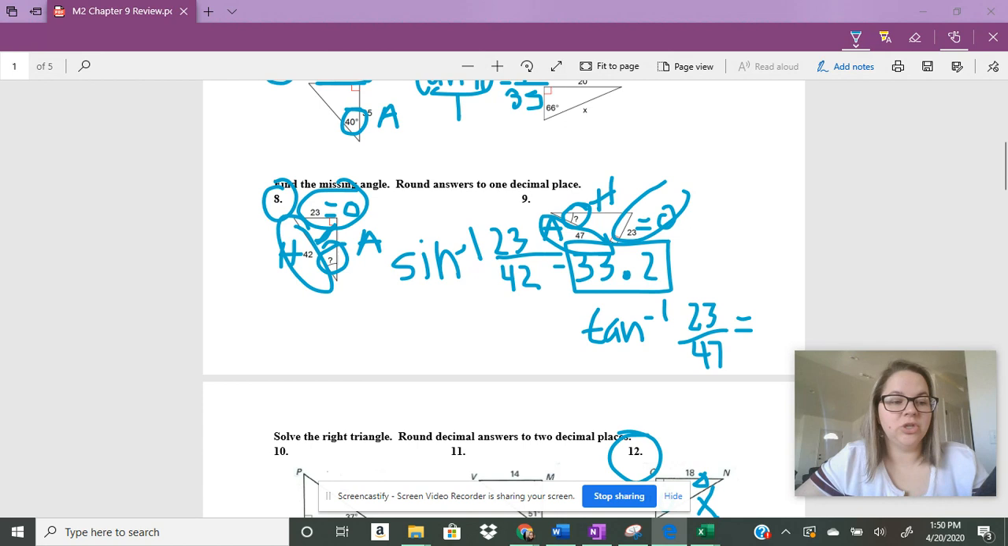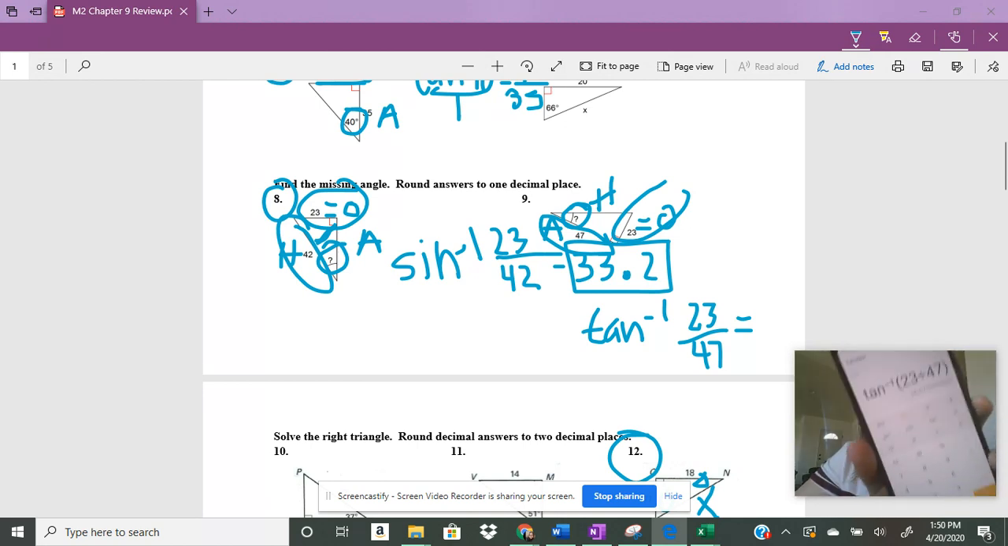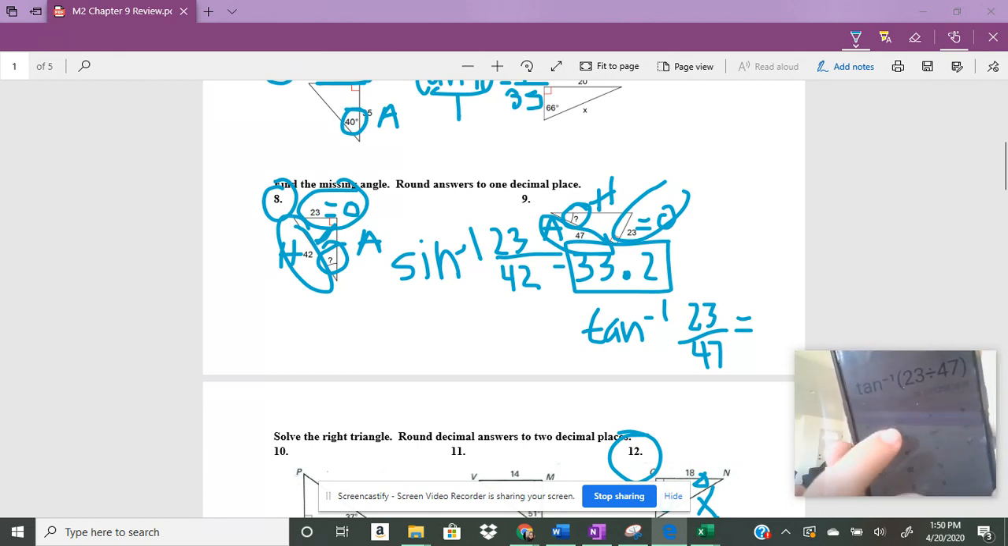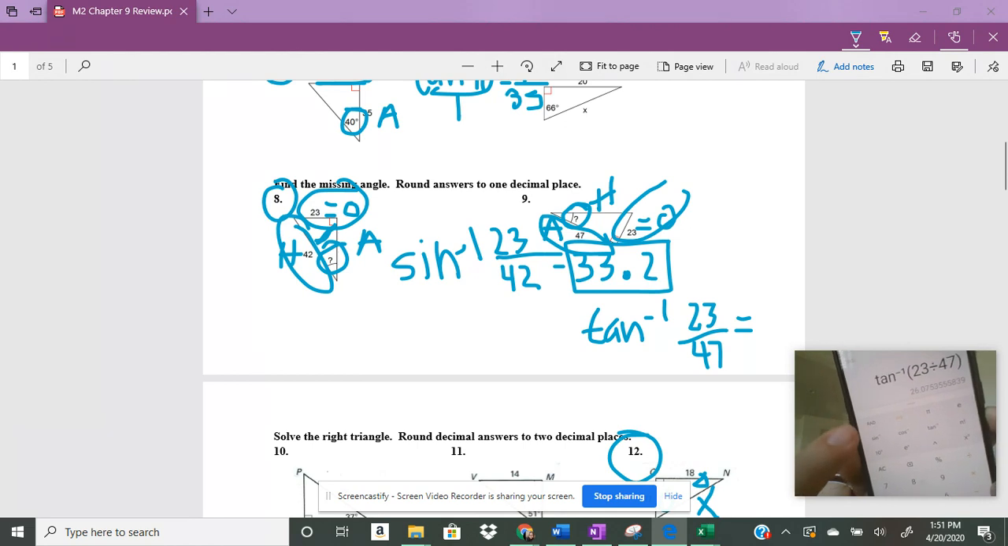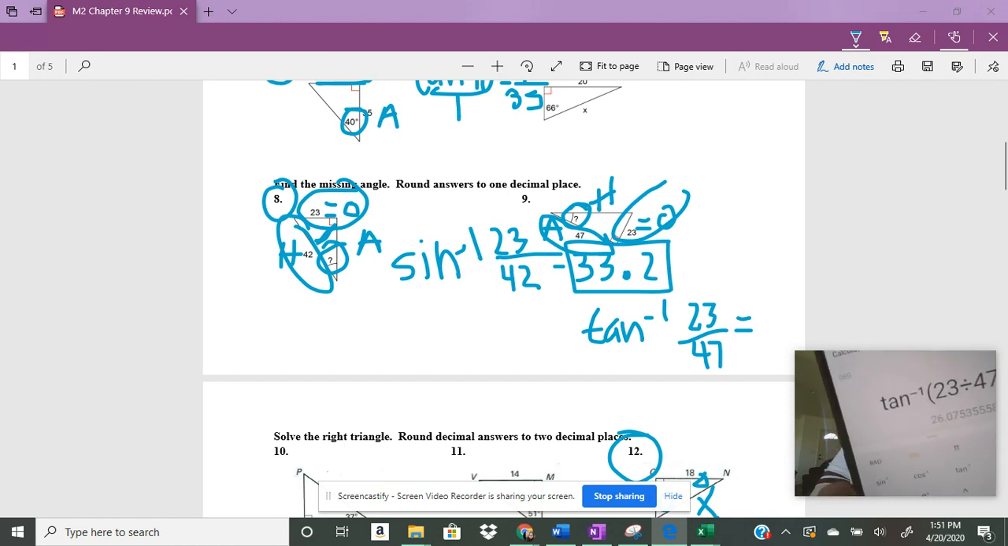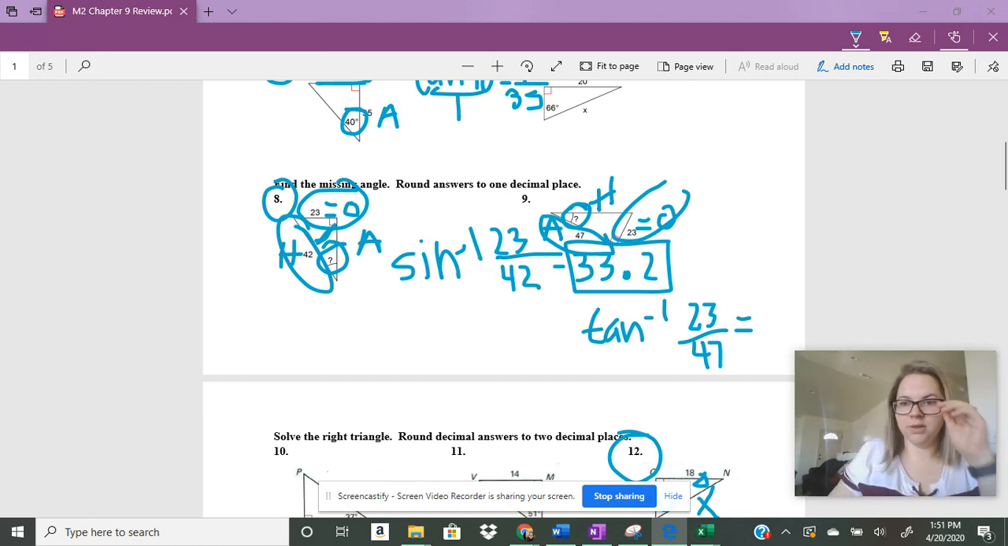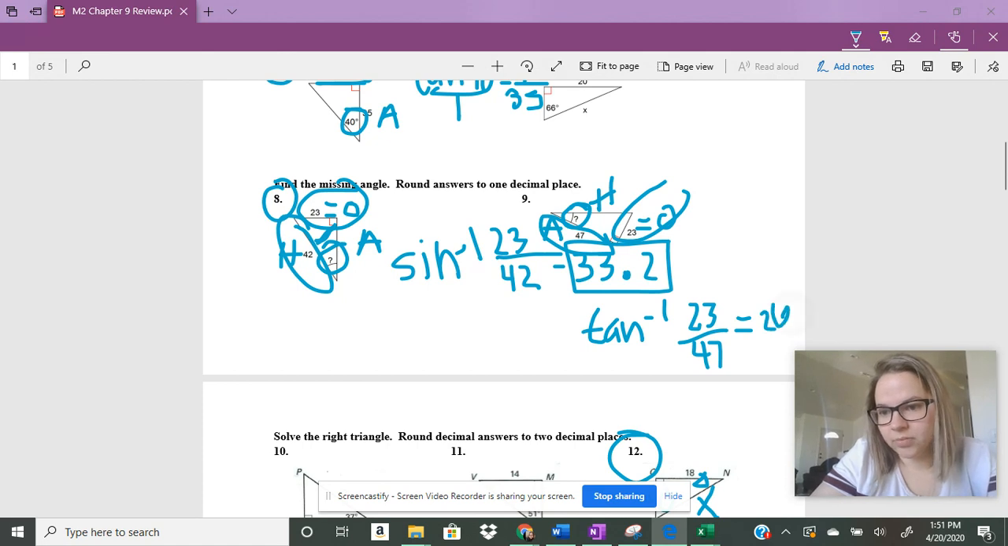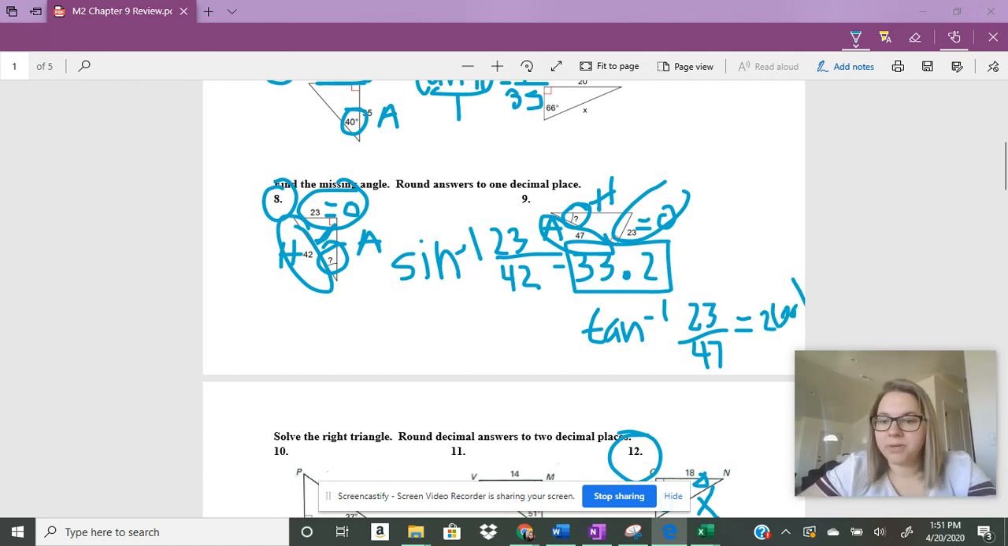Now you always want to make sure you are in degrees and not radians. This RAD right here does mean radians. If you click on that, it's going to give you a different number, but you don't want to be in radians, you want to be in degrees. So I have inverse, tangent, 23 divided by 47, I hit equals, and I got 26 point, we round that up, 0.1. So this is 26.1, and that would be your answer. That's how you find the angle.